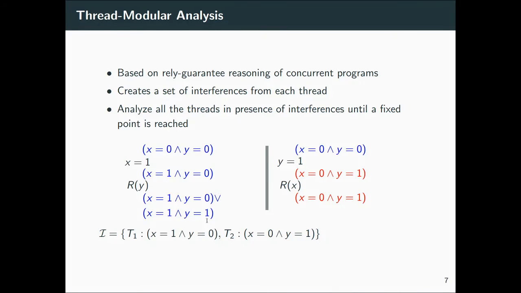Similarly, thread T2 is analyzed. In this iteration we find no new interference, and hence we will not be able to reach new program states if we repeat this analysis. That is, we can say that we have reached the fixed point of analysis.